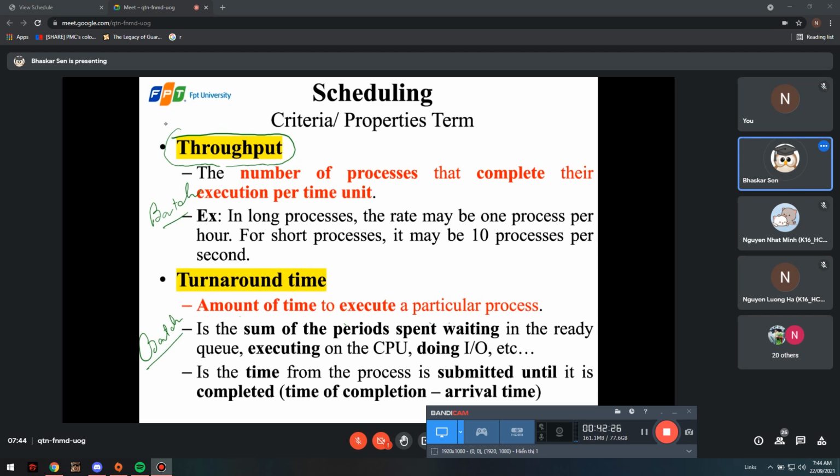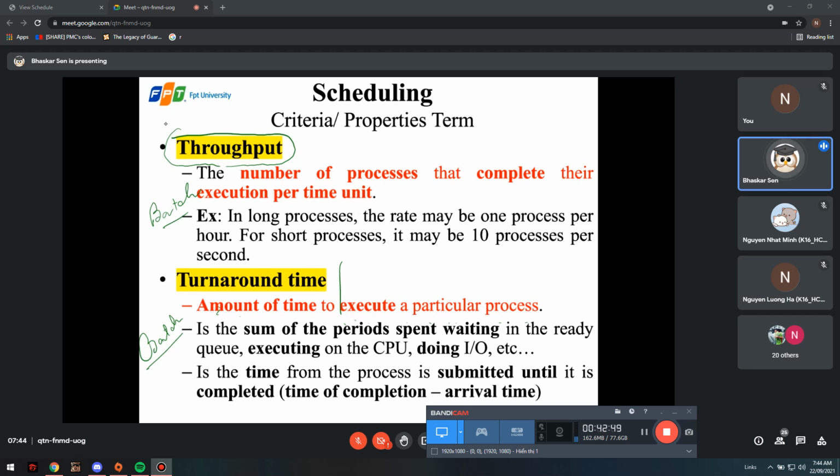In fact, it may seem that it is a good algorithm for interactive processes. Well, for interactive processes that run on their own, where process switching is involved, turnaround time is the best way to do it. So basically, it is the amount of time to execute a particular process.